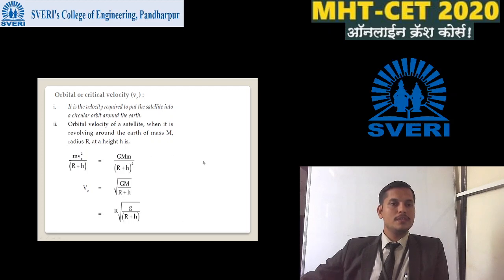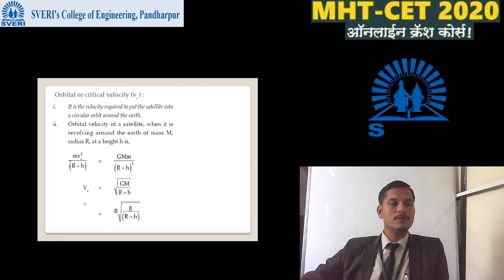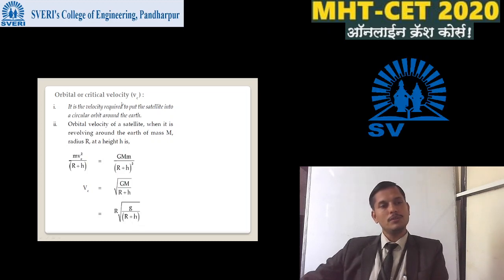Orbital velocity of a satellite when it is revolving around the Earth of mass capital M, radius capital R, at a height small h is given by m VC square divided by R plus h, which is equal to GMm divided by (R plus h) whole square. So simply we are solving this equation, that is VC is equal to under root GM upon R plus h, or simply VC is equal to capital R under root g by R plus h. So let us check this critical velocity.